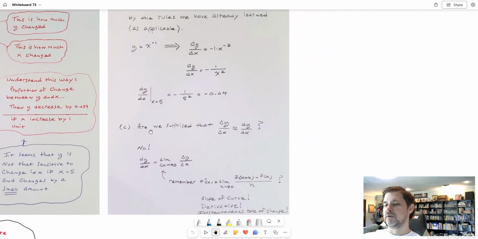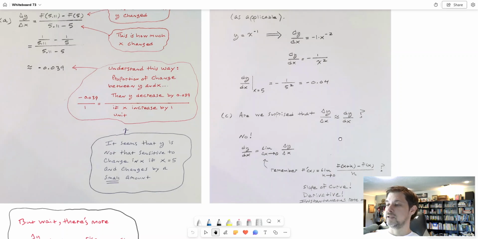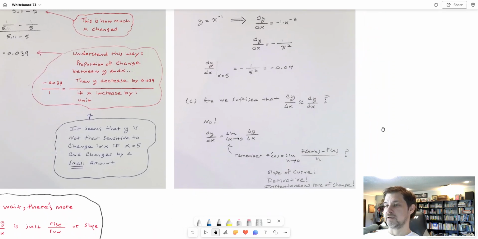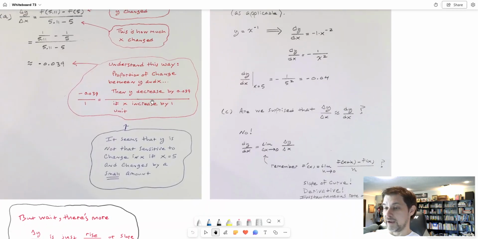Now, are we surprised that those were so close? Are we surprised that the average rate of change was negative 0.039 and the instantaneous rate of change, or the derivative, was negative 0.04? We are not surprised at that. That's how we would expect it to work out. And if I ever struggled to understand a derivative, I could think about it like an average rate of change.